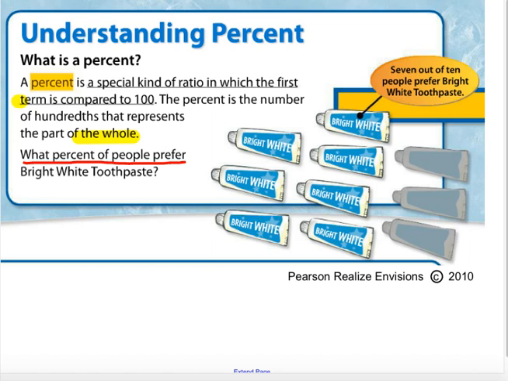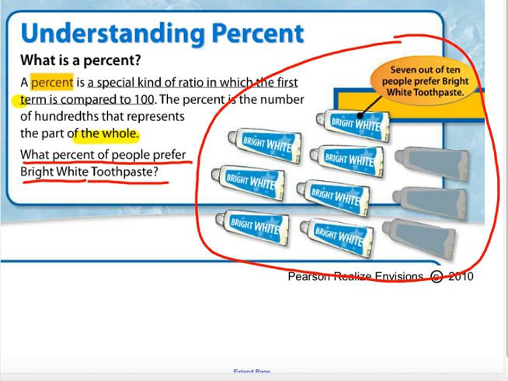What percent of the people prefer bright white toothpaste? And then they give us our toothpaste diagram over here and a little box or bubble that tells us that 7 out of 10 people prefer bright white toothpaste. Okay, so what we're looking at is 7 out of 10 people like the toothpaste. Okay, so 7 out of the 10 like the toothpaste.